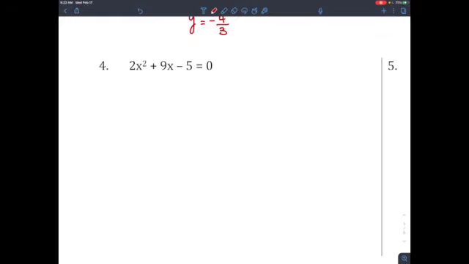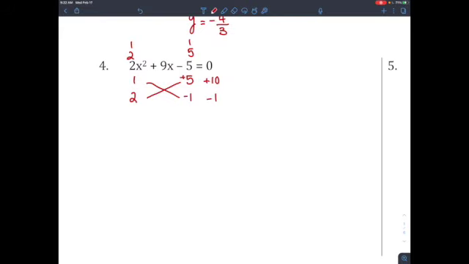Remember going back to factors, 1 and 2, this is 1 and 5. You need to get 9 in the middle. If you do 1 and 2, and you flip it 5 and 1, that gives you 10, and that gives you 1. And then one of them has to be negative. Now I want the 10 to be positive because I have a positive 9. So that's going to be positive, that's going to be negative.